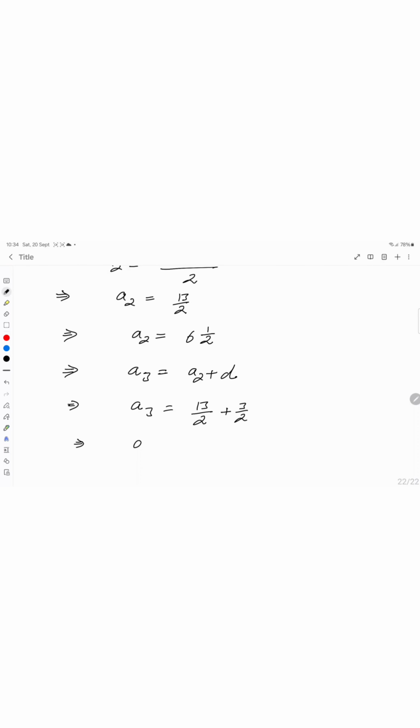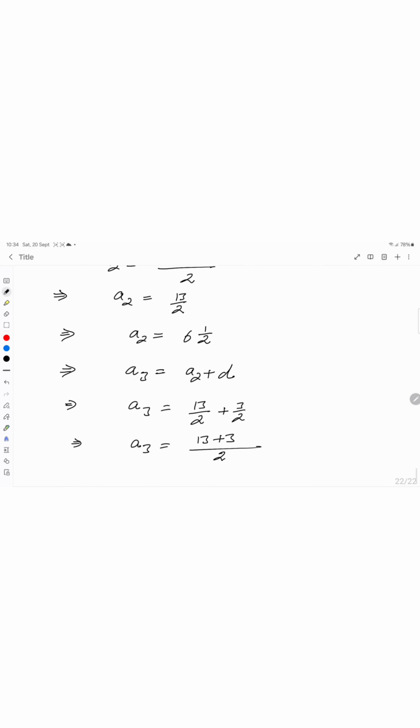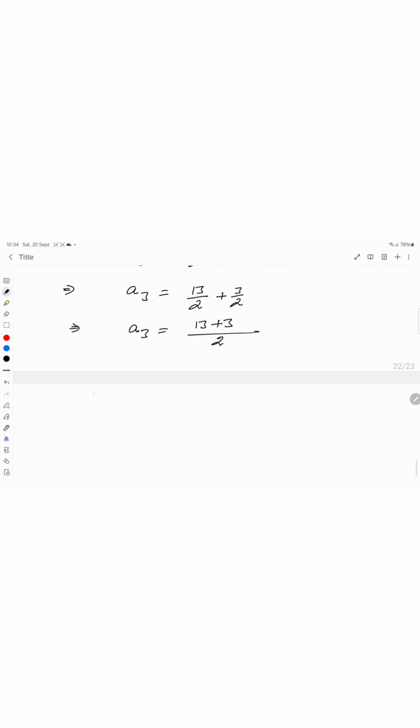Now solve it. LCM of 2 and 2 is 2. Now 2 divided by 2, 1. 1 को 13 से मल्टीप्लाई करेंगे, ये आ गया आपका 13 प्लस 3, a3 equal to 16 upon 2. Now divide 16 by 2, you will get 8.